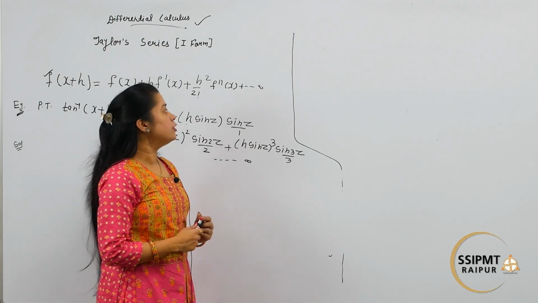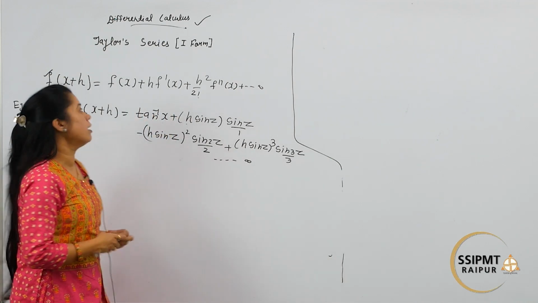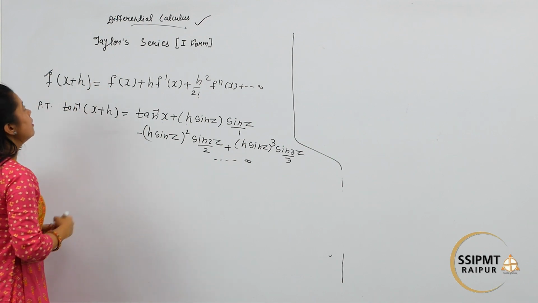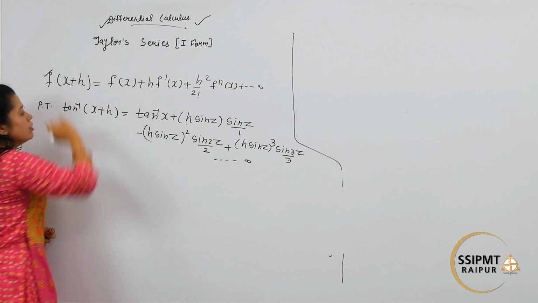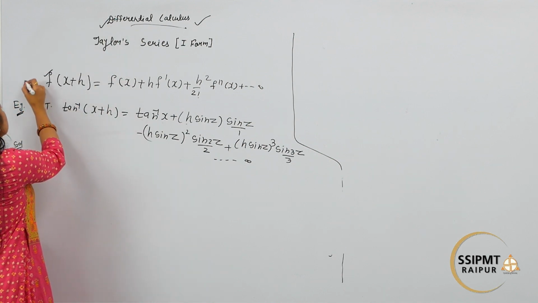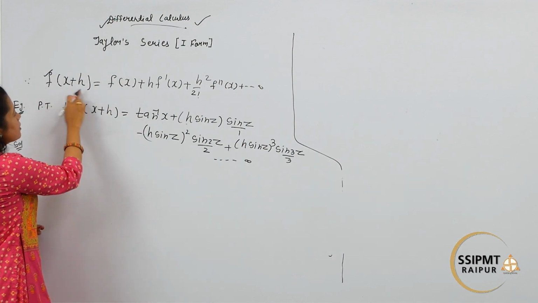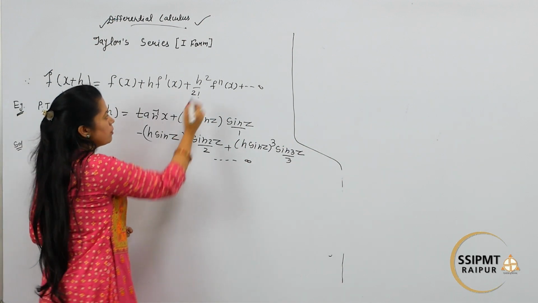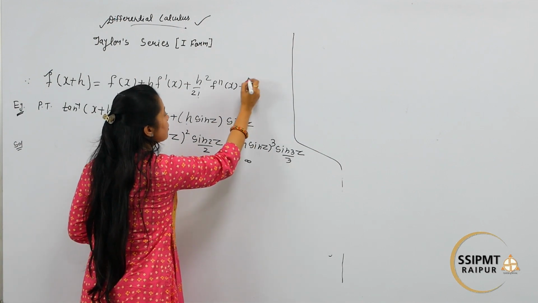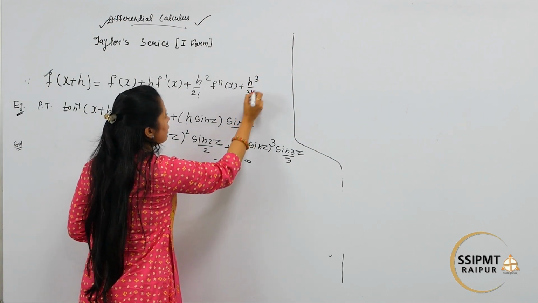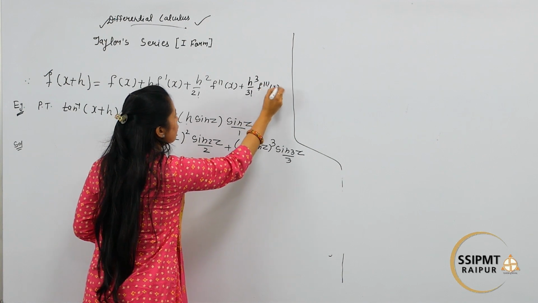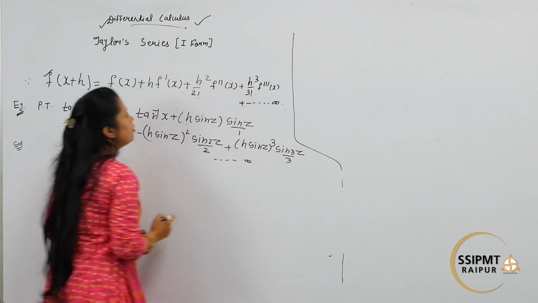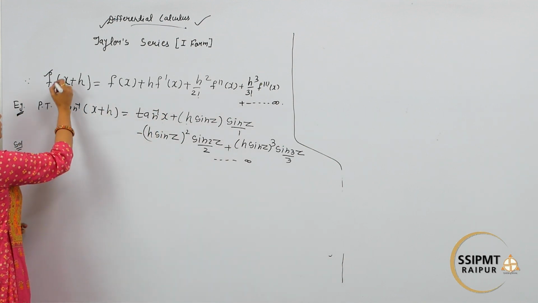Hi, I'm Dr. Pranjali Sharma, and in this video lecture I'm going to show you an example of Taylor series in first form, which is a part of differential calculus. We all know that Taylor series in first form is f of x plus h is equal to f(x) plus h f dash x plus h square by factorial 2 f double dash x plus h cube by factorial 3 f triple dash of x and so on up to infinity. I have already explained Taylor's first form in a previous lecture.